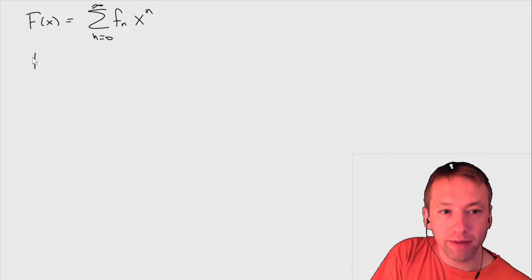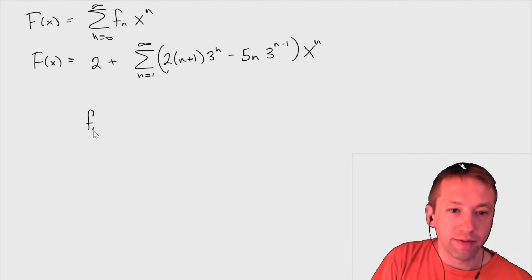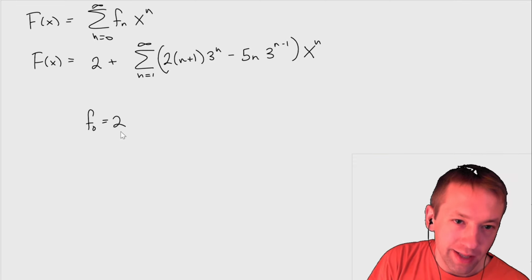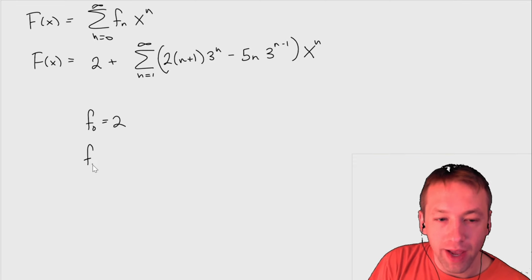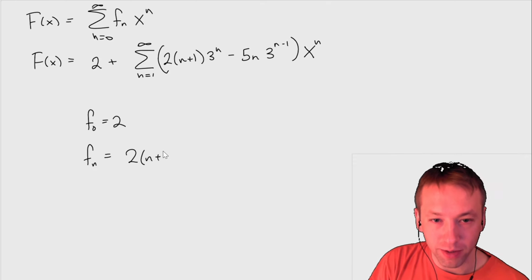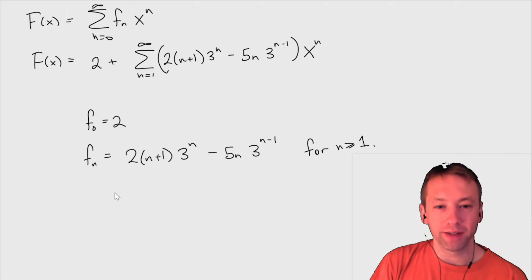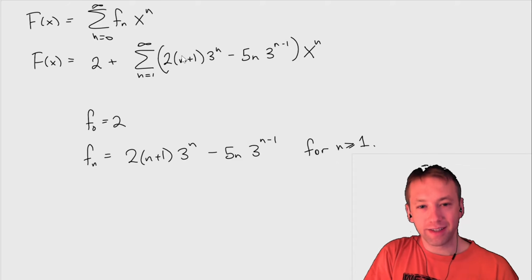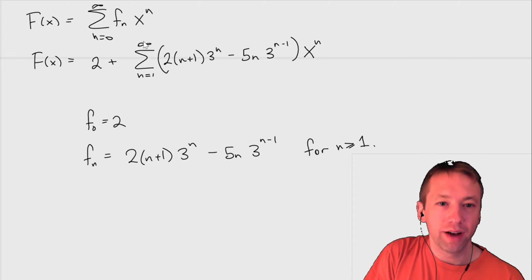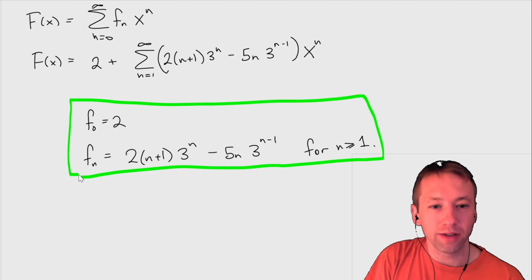And now we've proven that f of x is equal to this. So what this tells us is that f of 0 is 2, which we already knew because that was our initial condition, and that for n at least 1, f of n is equal to 2 times n plus 1, 3 to the n, minus 5n, 3 to the n minus 1. So if you want, you could simplify this further, but this is sufficient to answer the question of what is f of n, or in other words, this is sufficient to solve the recurrence relation. So this is our final answer.